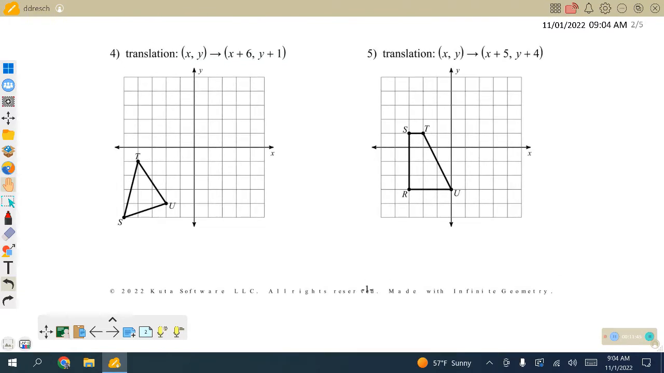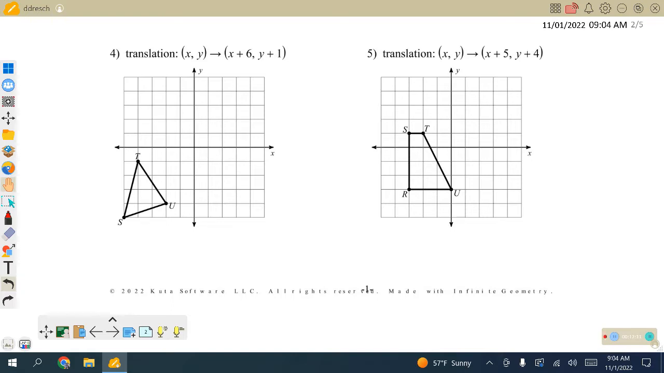Don't overthink this, okay? So when we look at this translation style here on number 4 with the notation, what this is read as is: take the original, the pre-image coordinates, and do this transformation to it. So how would you translate this into words? When I see x plus 6 and y plus 1, what does that mean in words? Right 6, up 1.